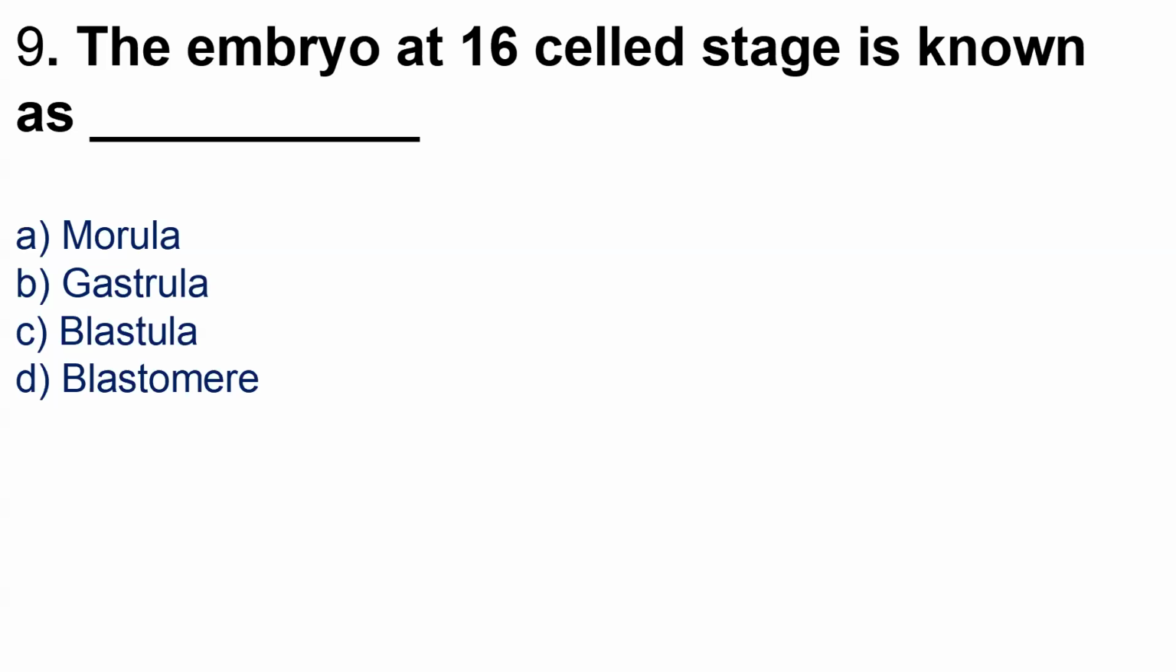Question 9. The embryo at the 16-celled stage is known as: A. Morula, B. Gastrula, C. Blastula, D. Blastomere. The answer is A. Morula.